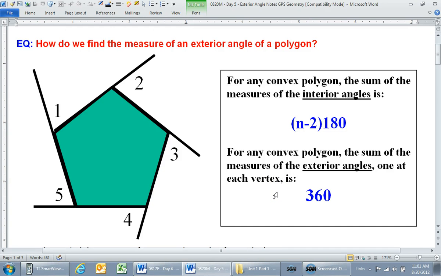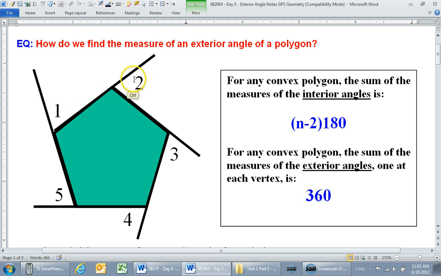Exterior angles. Just to review, we learned on Friday that the sum of all the interior angles, the angles on the inside of a shape, are always going to be n minus 2 times 180. That gives you the total inside. But there are also angles that are outside of a shape.